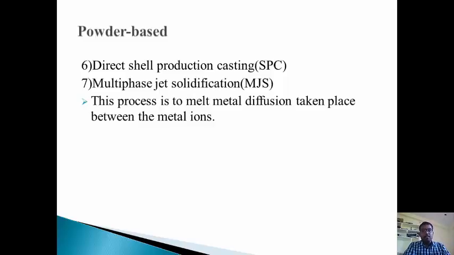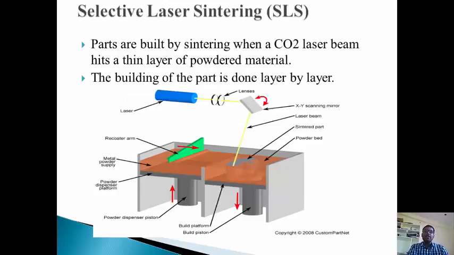The main idea of this process is to melt the metal, so that diffusion takes place within the metal. An example of this method is selective laser sintering. In this method, first we draw the CAD model, and the fabrication is selectively drawn by the user. A layer of the powder is heated by a CO2 laser.